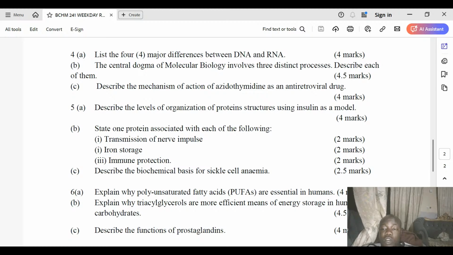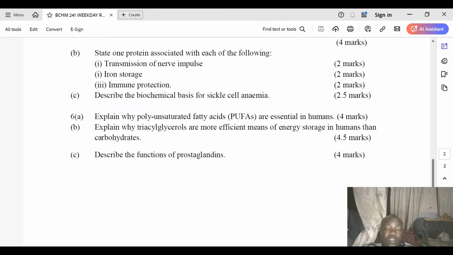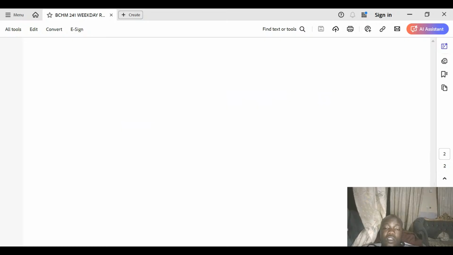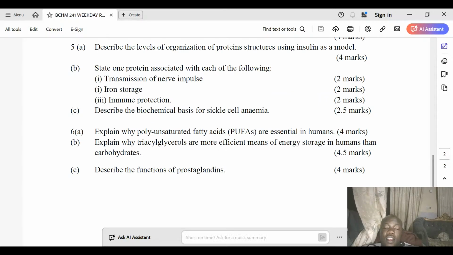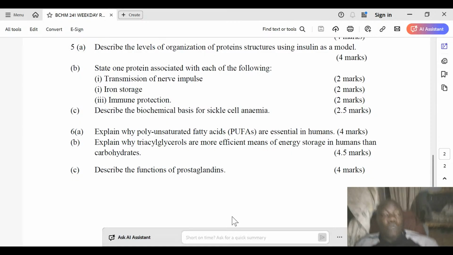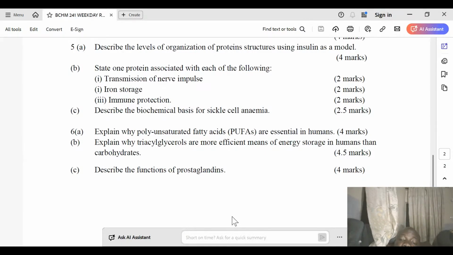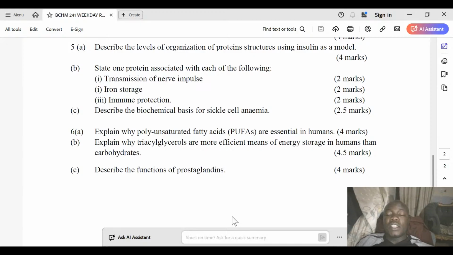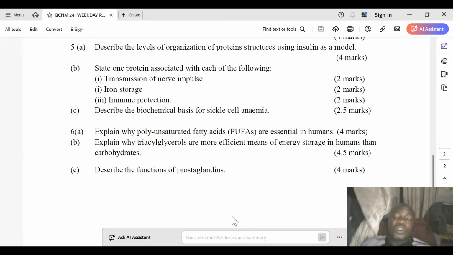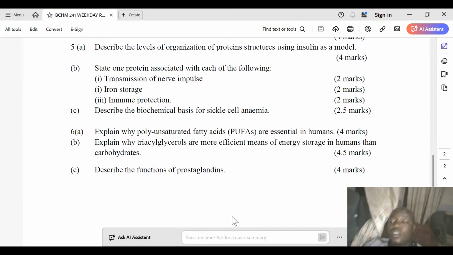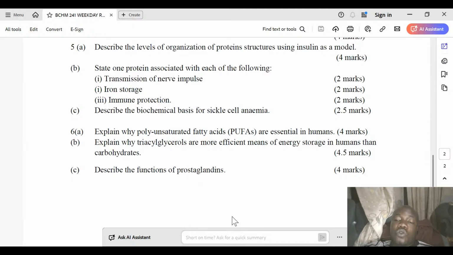So let me see, I think this is actually the last one. Yes. So this is actually the last question from this question paper. So we are done with this question paper in 1 hour 25 minutes. So ladies and gentlemen, I think we have actually achieved something very important.